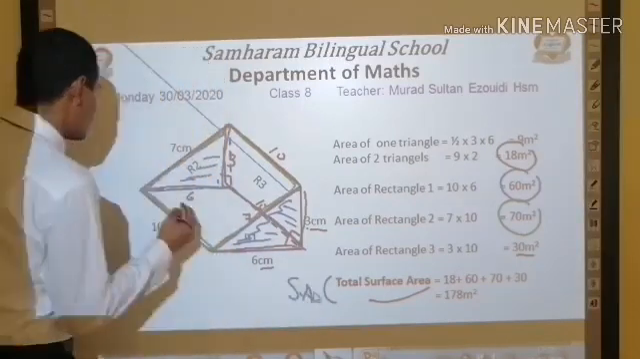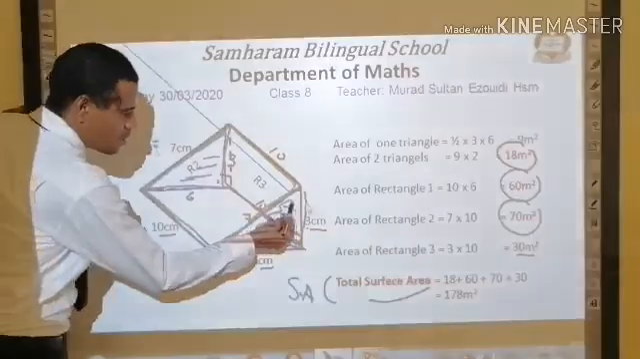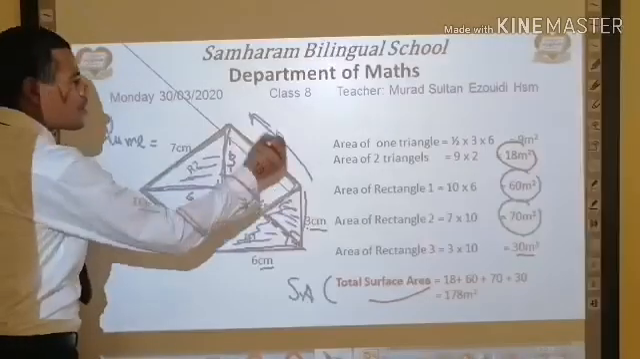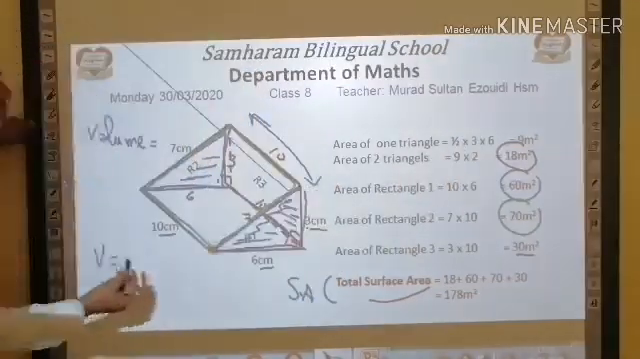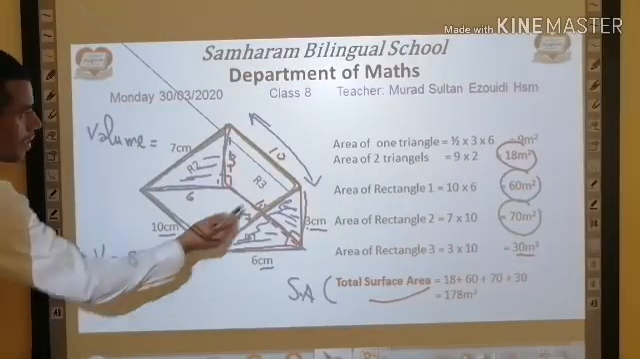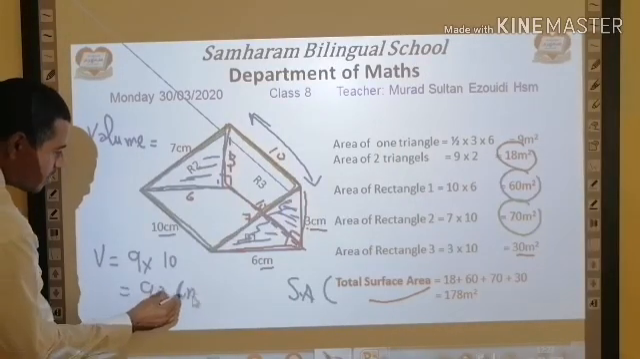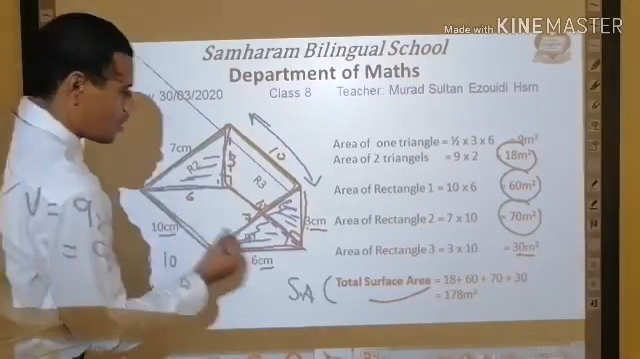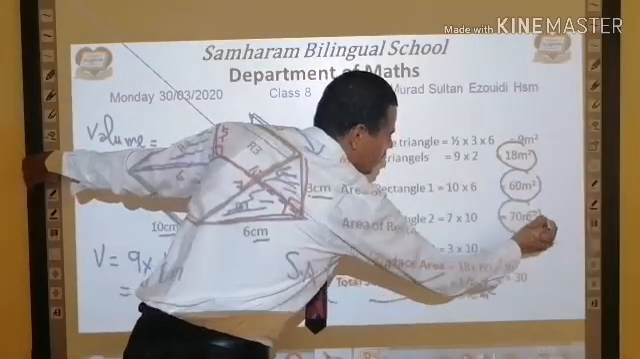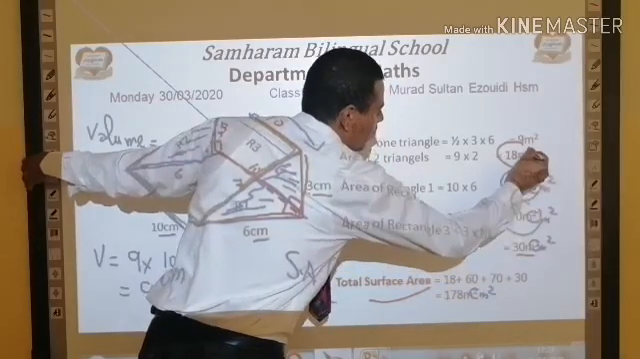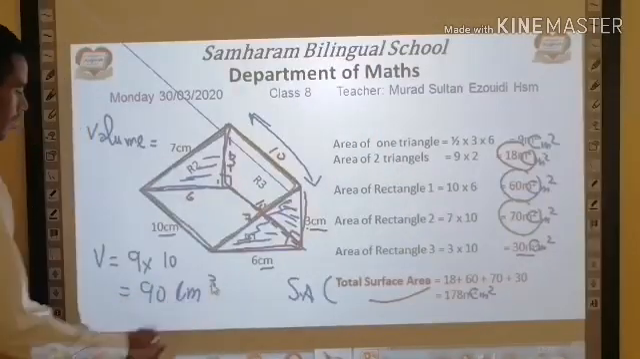But the volume equal what, my kids? Equal area of cross section multiplied by the length. Means V equal, the area of only one triangle is 9. 9 multiplied by the length is 10. So it will be 90. What is the unit? Centimeter or meter? Here, centimeter, because here it's written centimeter. So it is centimeter cube.